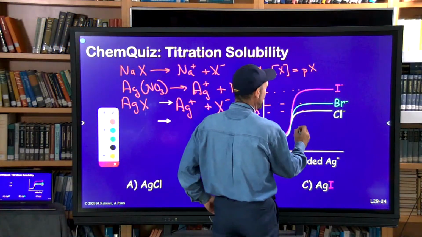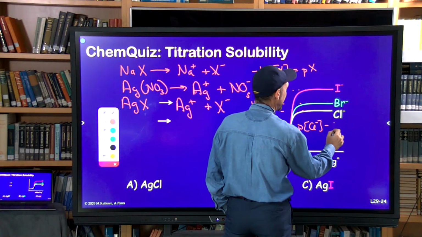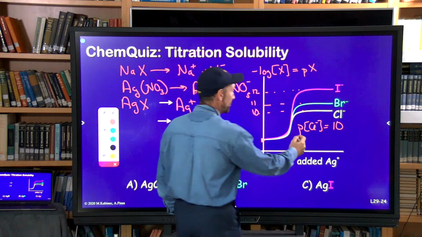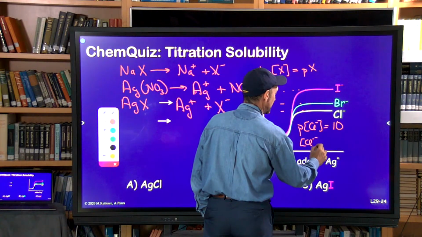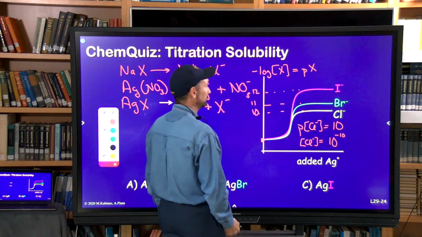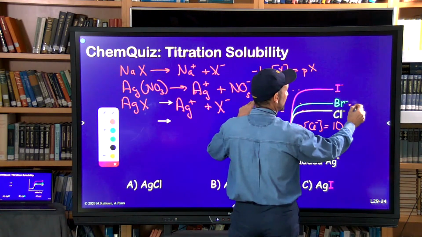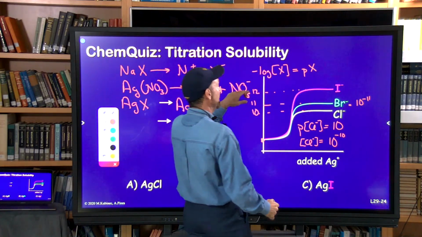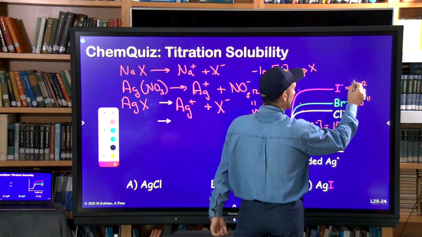So if pCl is 10, what is the Cl concentration? Well, you know how to do the conversion. The Cl concentration must be 10 to the minus 10. And the bromine concentration must be 10 to the minus 11, because it is pBr 11. The iodine concentration must be 10 to the minus 12.